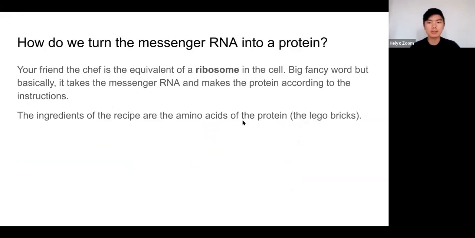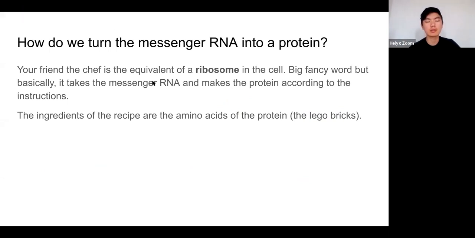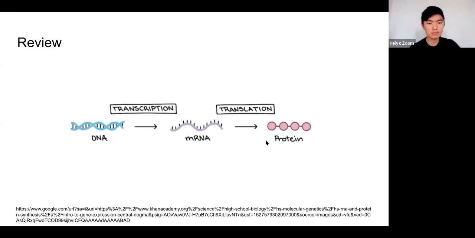So how do we turn a messenger RNA into a protein? Your friend, the chef from the previous analogy, is the equivalent of a ribosome in the cell. Ribosomes take in messenger RNA, which gets fed through the ribosome, and then the ribosome makes the protein one by one according to the nucleotides that it sees. The ingredients of the recipe are the amino acids of the protein. So just a quick review, we start off with DNA. The DNA gets transcribed into RNA for a specific gene, and then the ribosome translates the RNA into a protein by adding on an amino acid one by one.